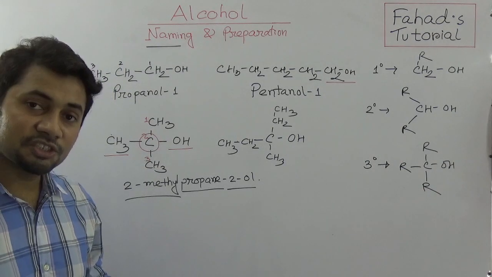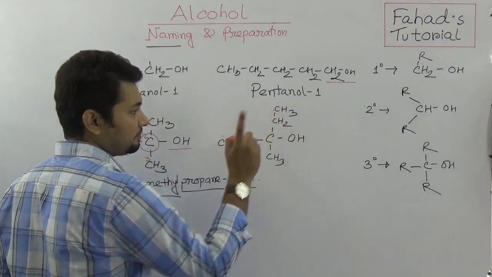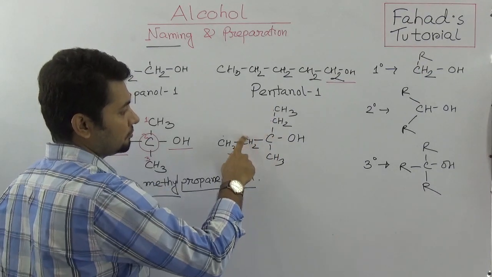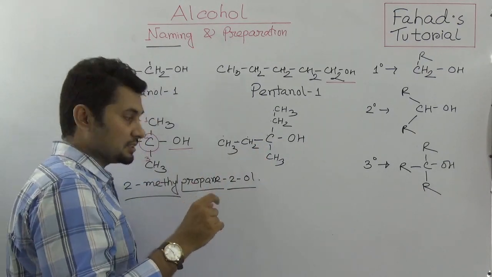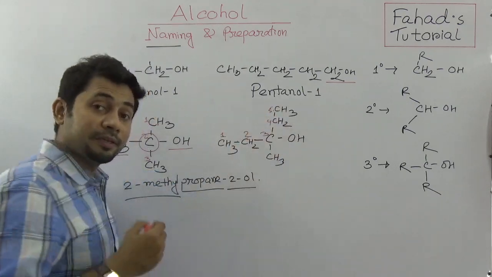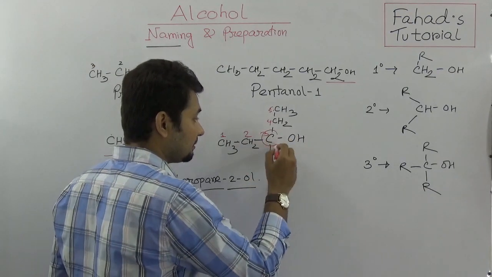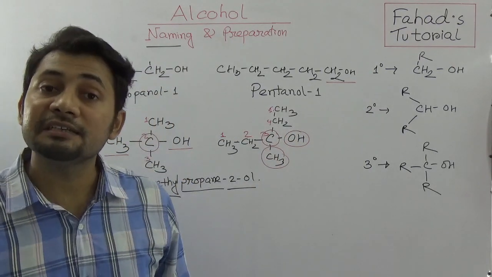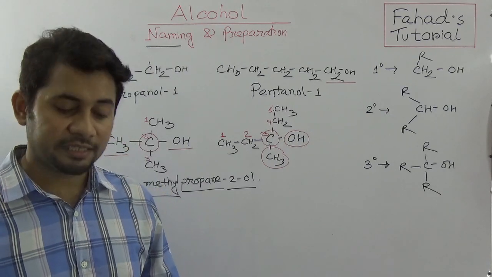Now what is the longest chain? From where we should start? If you start from here, 1, 2, 3, 4, 5, that is 5. 1, 2, 3, 4, 5, also okay. But this carbon is always in number 3 position. So if we start from here, 1, 2, 3, 4, 5, we can consider that this is definitely penta, that is 5 carbon. And in 3 number carbons, there is hydroxyl and methyl. So we can write this is 3-methyl pentan 3-ol or 3-methyl pentanol 3.